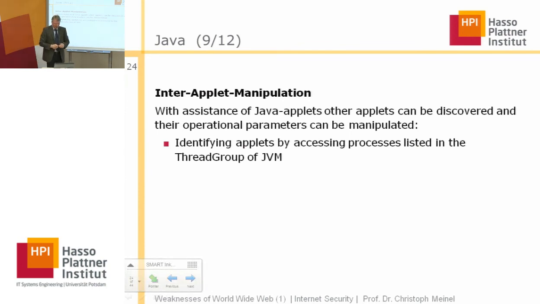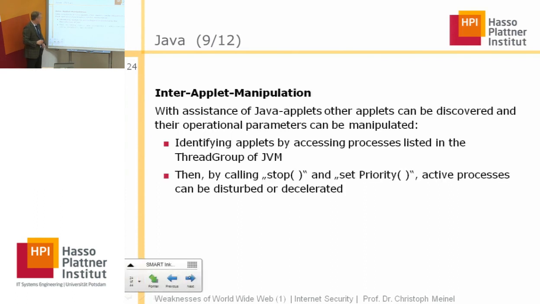This is inter-applet manipulation. For example, it's possible to identify applets by accessing process lists in the thread group of a Java virtual machine. And then one can get the information. Then, for example, by calling stop and set priority, the active process can be disturbed or even decelerated.